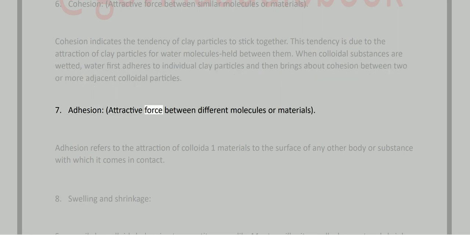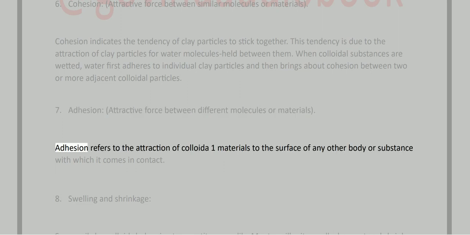Adhesion: attractive force between different molecules or materials. Adhesion refers to the attraction of colloidal materials to the surface of any other body or substance with which it comes in contact.